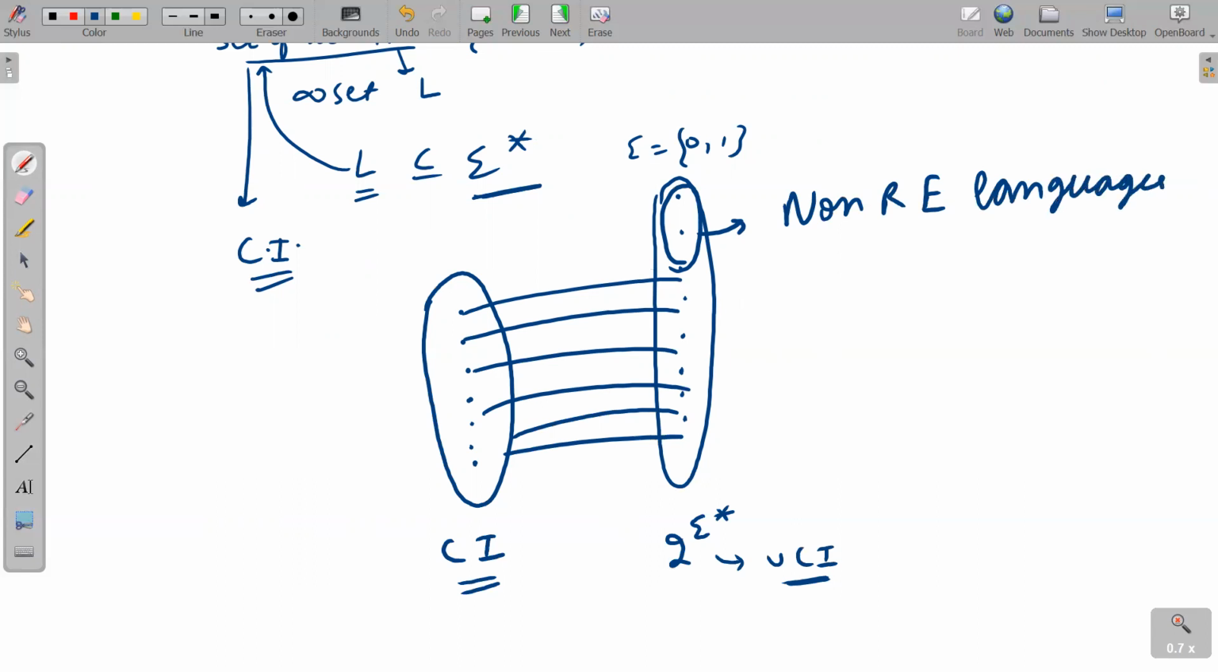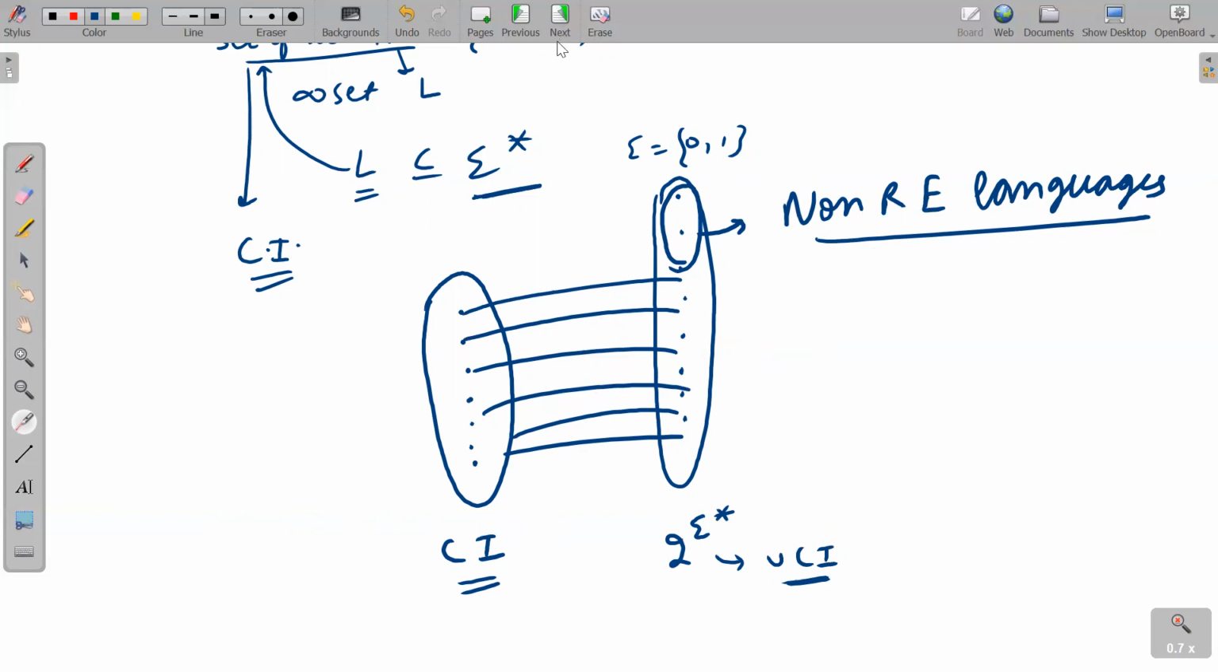So if anyone asks why non-RE languages exist, you will directly say the set of all Turing machines is countably infinite, but the set of all languages is uncountably infinite. Hence, there is no one-to-one correspondence between a countably infinite and an uncountably infinite set. So the set of Turing machines is very small, but the set of languages is very large. So there are lots and lots of languages which are not accepted by any Turing machine, and we call them non-RE languages. I hope I have made the point clear to all of you.